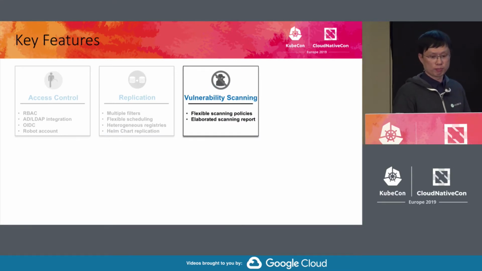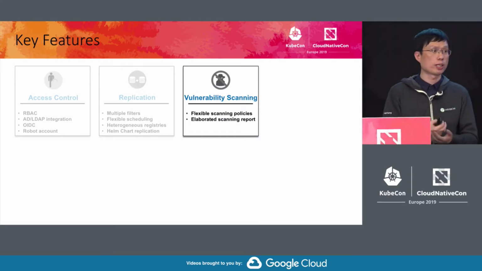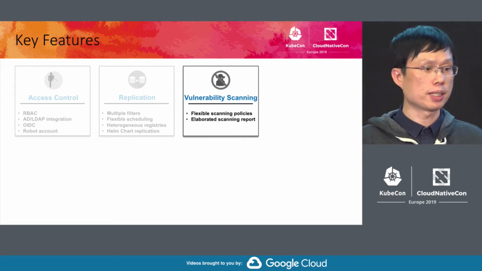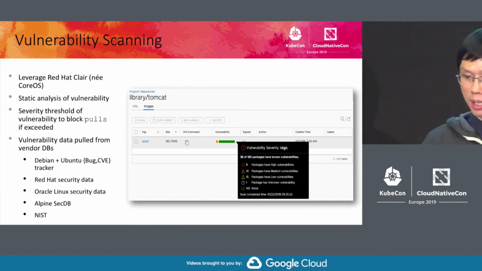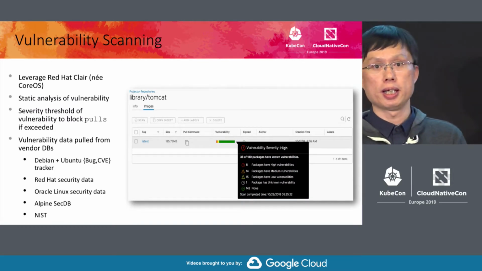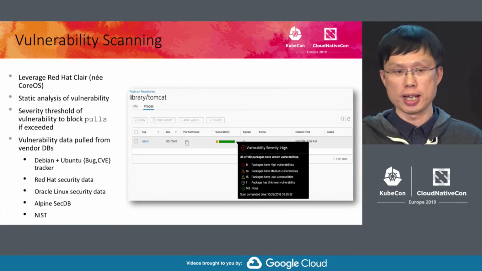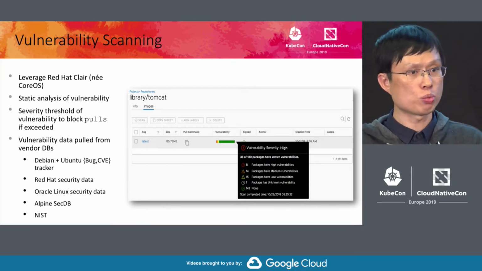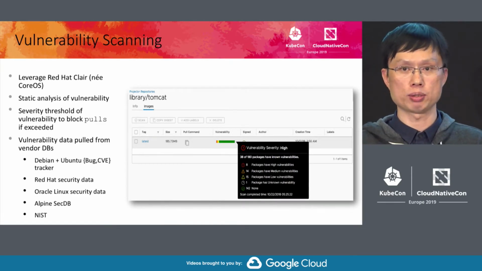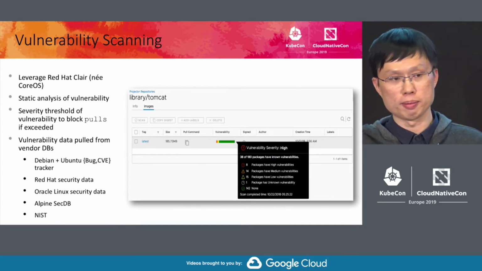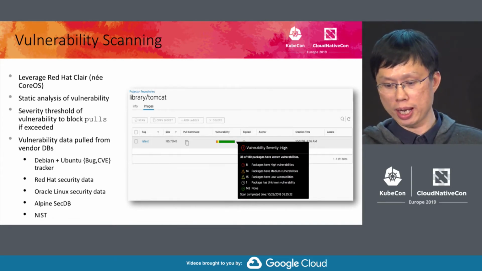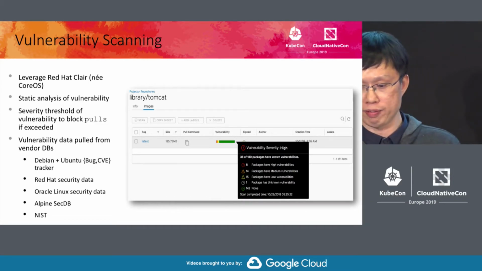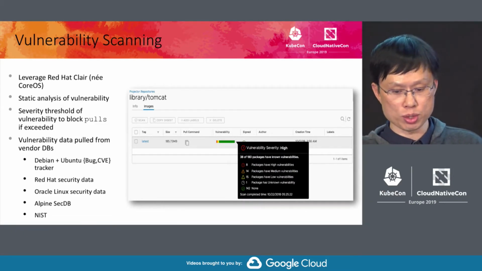The next one I want to mention is the one most organizations or enterprises care about, which is vulnerability scanning. Basically, we can scan all the images stored in Harbor and find out whether they have any known vulnerabilities. We compare the images with the known CVE databases for all the famous OSes like Debian, Red Hat, Oracle, whatever.